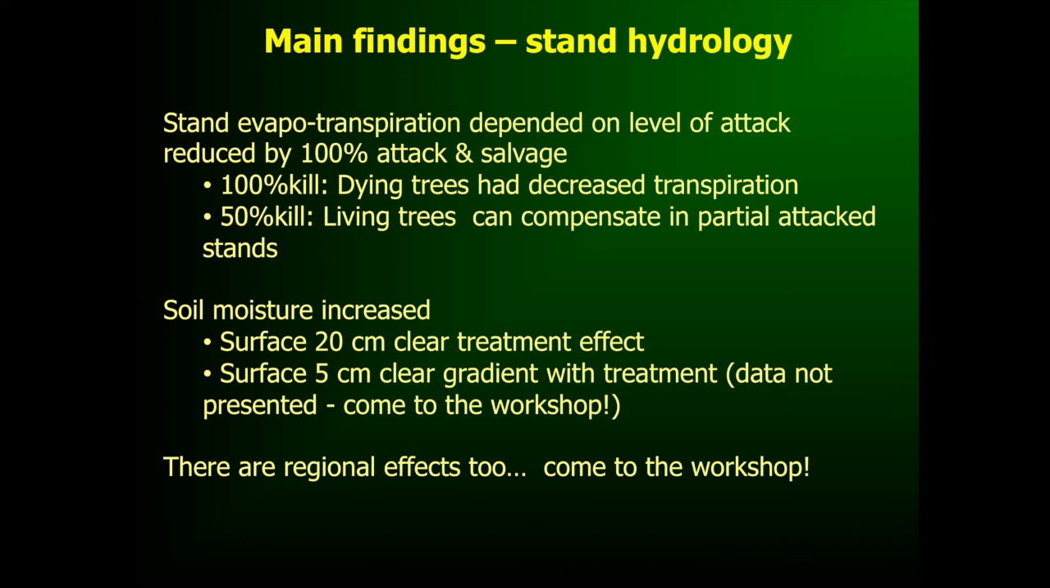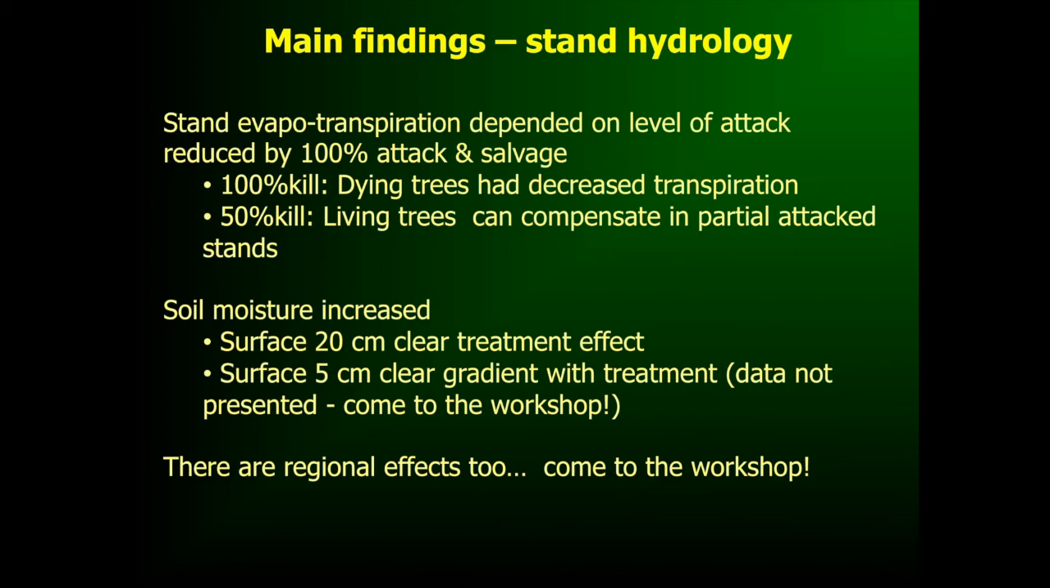In terms of the soil moisture, there was a clear signal. Pablo didn't show it, but there was a clear signal of increased soil moisture in the surface 20 centimeters, and at the 5 centimeter there was a gradient with our treatments. So the treatments did, in fact, result in an increase in soil moisture as a reflection of the impacts on transpiration. There were regional effects too, and at the workshop on Monday, Pablo's going to be talking about scaling up to some regional level.